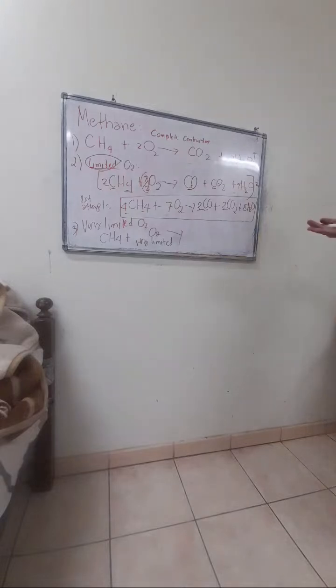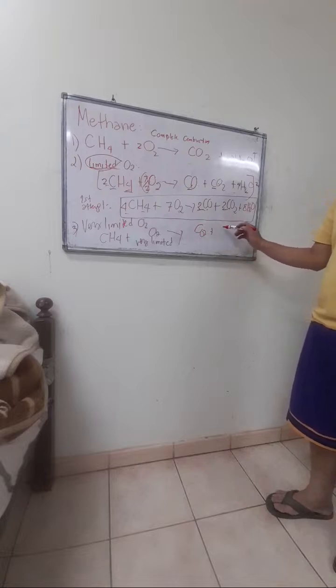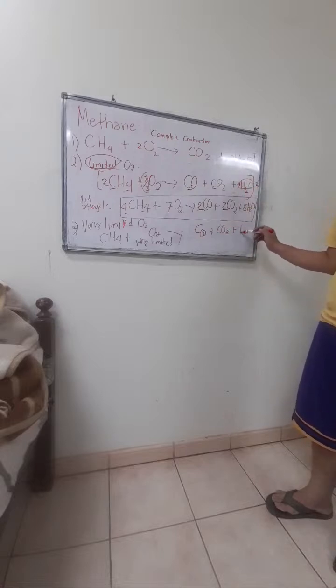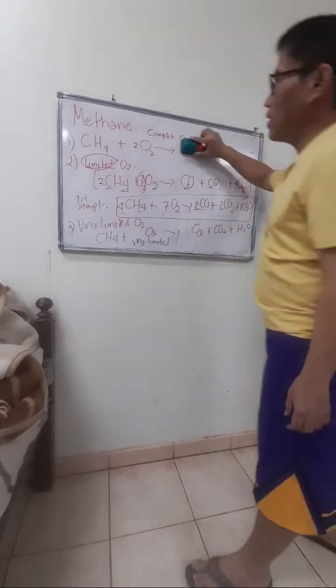Take note, there will always be carbon if very limited oxygen gas is added. So carbon solid plus CO2 plus water. Get the point? How can you balance that one? Because you cannot alter the CO2, it will always be there in your balancing of the chemical reaction. So let's transfer that here. I will erase that and rewrite it at the top.